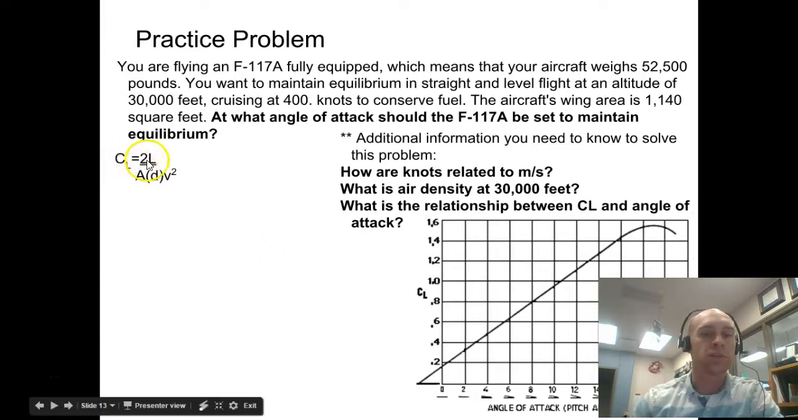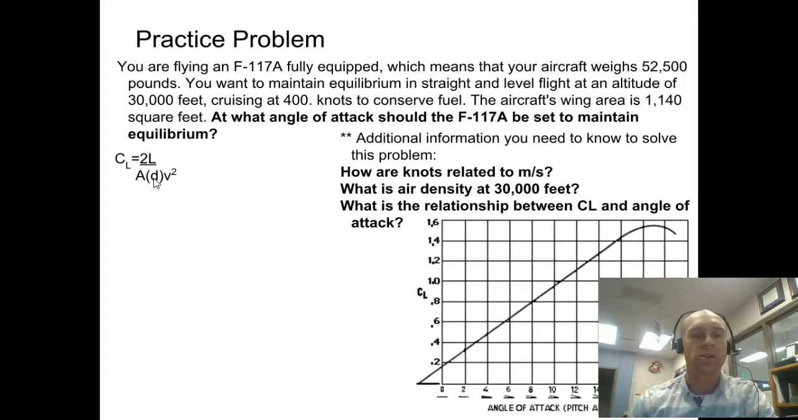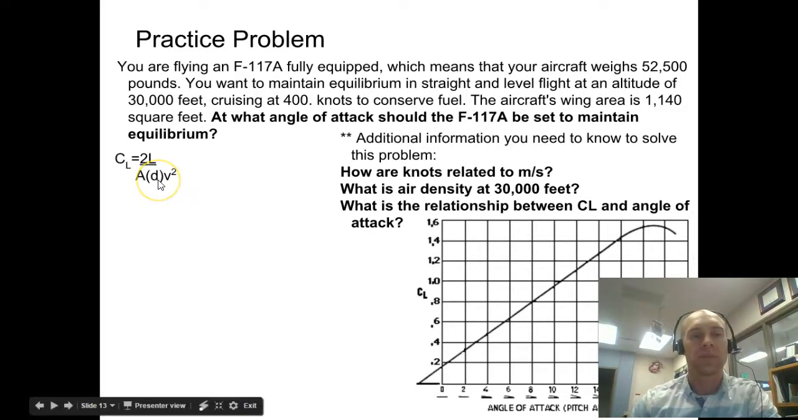Coefficient of lift equals 2L divided by A rho v squared. And instead of rho, I'm going to use d for density. It just seems to clear things up a little bit more so you don't confuse density and pressure, because that seems to happen often. So if that helps you out, make sure that you do that. But just know that rho, that little slanted P sign, is also used to indicate air density.